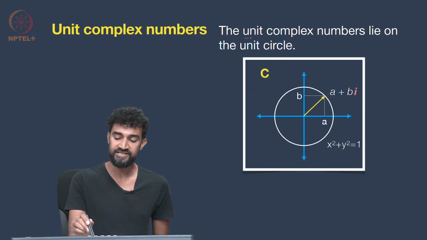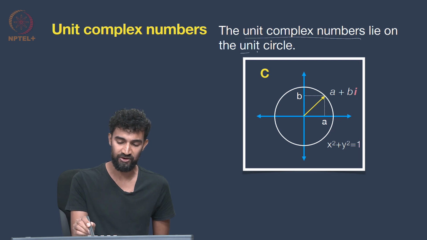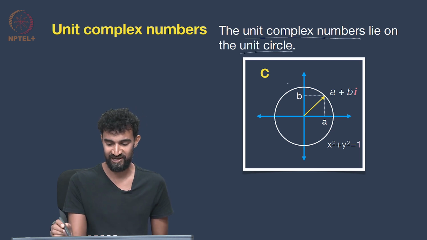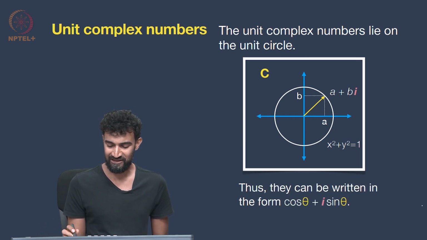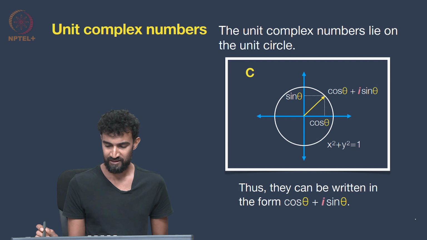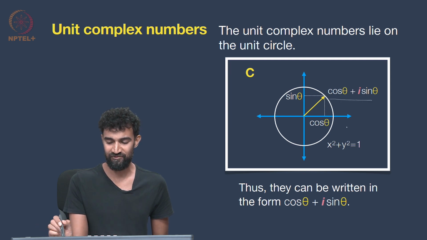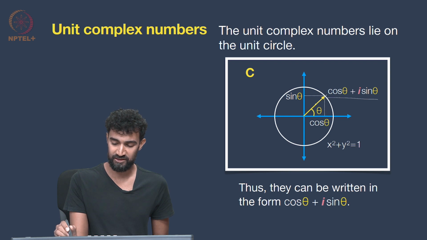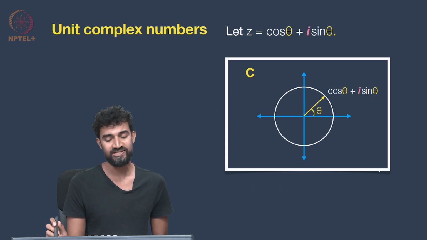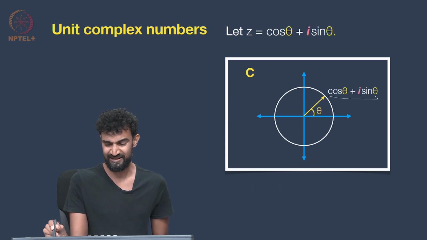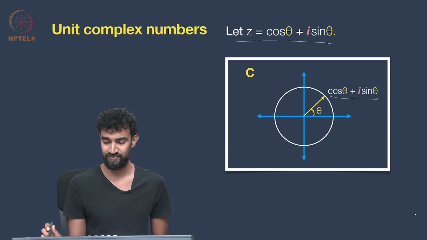And notice that the unit complex numbers all lie on the unit circle within C, within the complex plane. If they have unit length, they're going to lie on the unit circle. And if they lie on the unit circle, they can be written in the form cosine theta plus i sine theta. So this is an example of a unit complex number. It's the unit complex number that makes an angle of theta with the x-axis. So let's call this number cosine theta plus i sine theta, and just denote it by z for a moment.